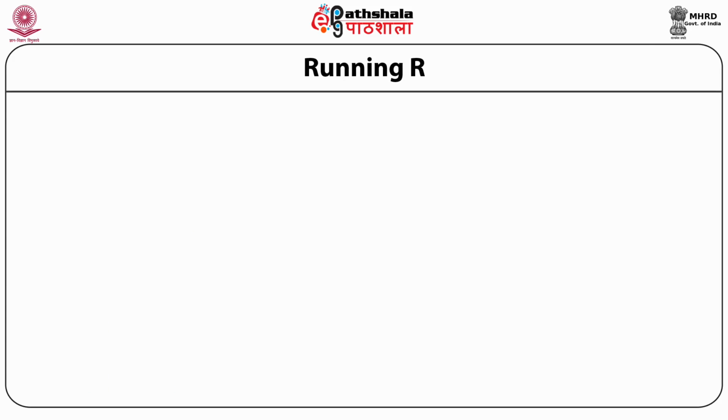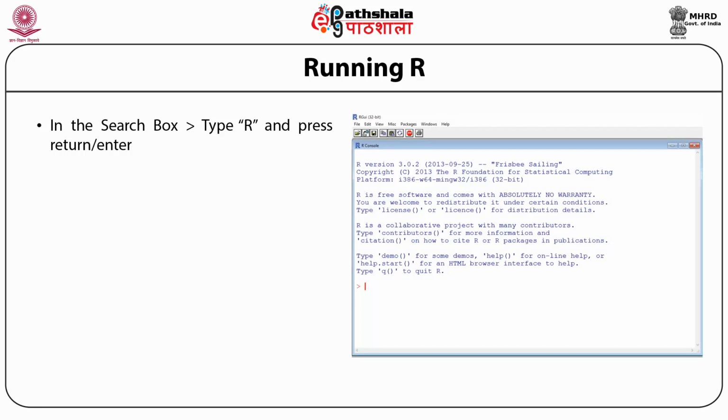To check whether R is installed or not, we need to click on the Windows Start button at the bottom left of the screen, and in the search box we need to type R and press enter. If the R console is opening properly, then it means that R is installed. After opening the R console, we can see several pieces of information on the R console like the version of the R language and other related information. Here we can see the R version is 3 point something.